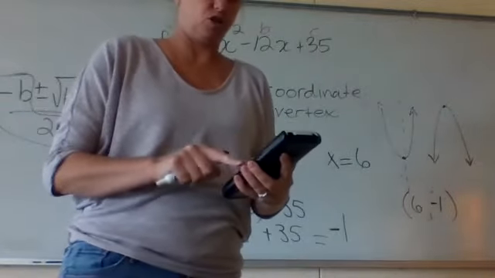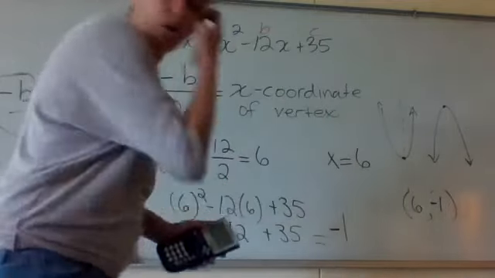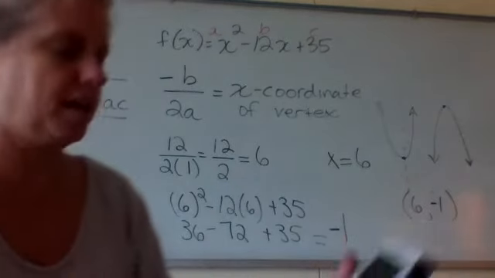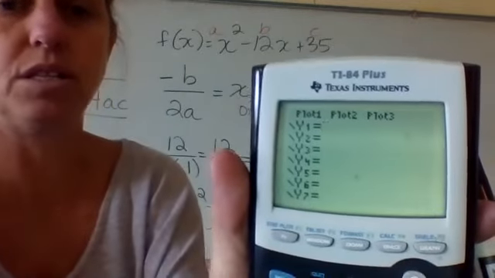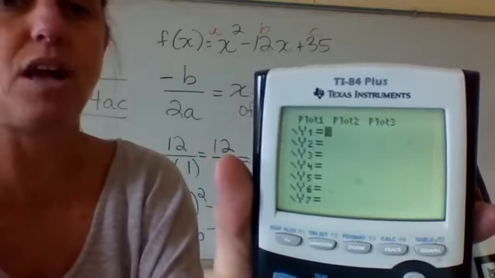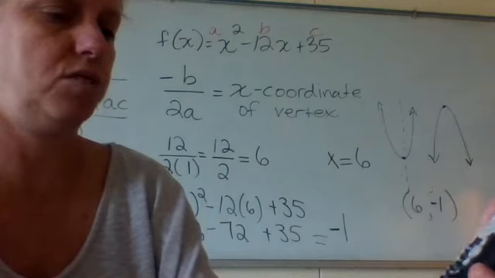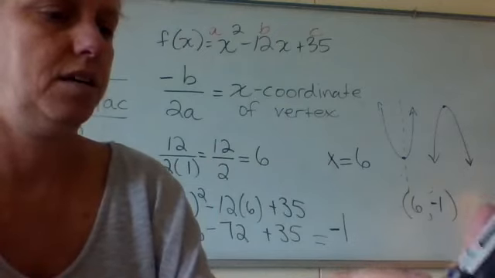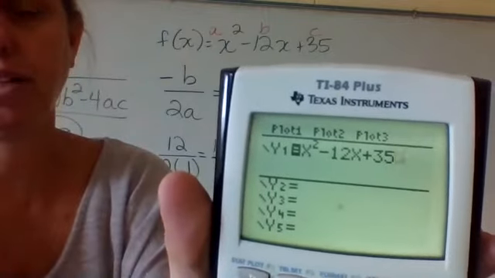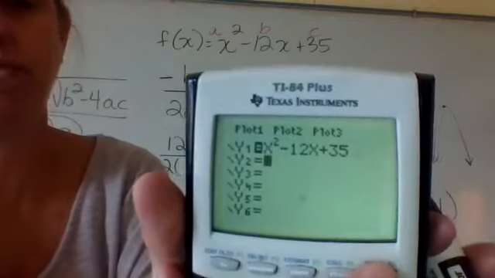If you want to, you can just go straight to your y equals and type that in. See which way your parabola goes. Go ahead and graph it. So at y equals, I'm going to type in x squared minus 12x plus 35, and hit graph.